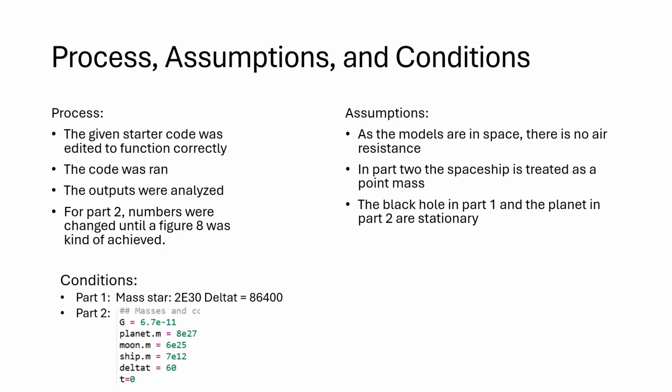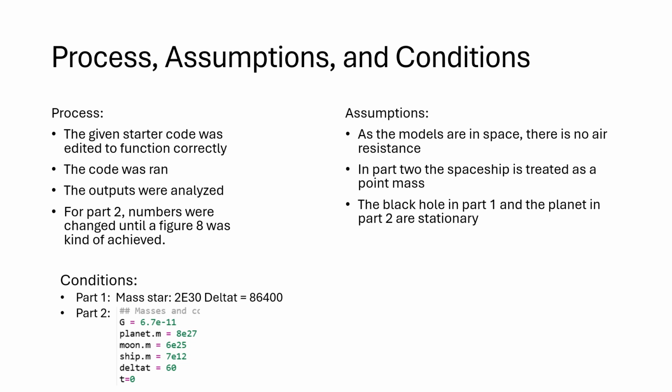Process, assumptions, and conditions. The process: the given starter code was edited to function correctly. The code was run. The outputs were analyzed. And for part 2, numbers were changed until a figure-8 was achieved. Assumptions: as the models are in space, there's no air resistance. In part 2, the spaceship is treated as a point mass. The black hole in part 1 and the planet in part 2 are stationary objects.